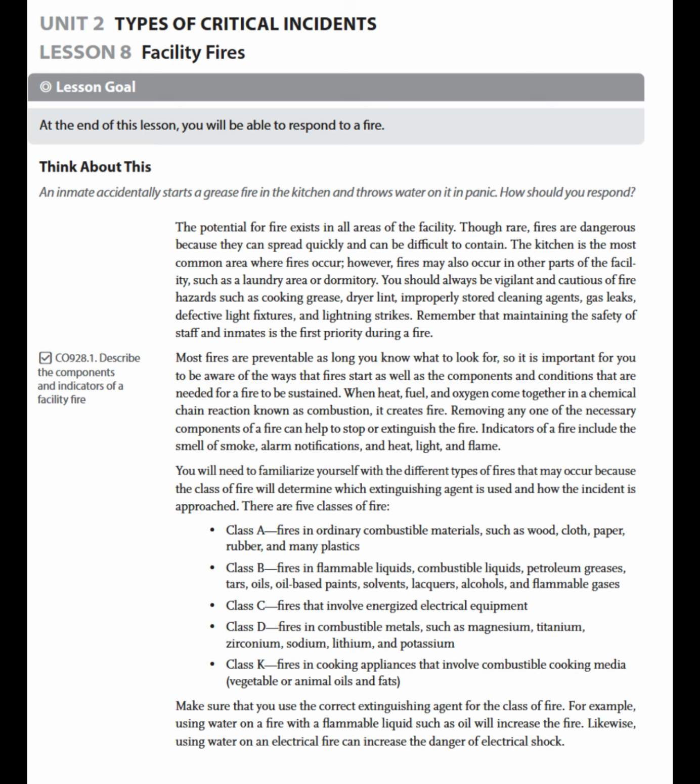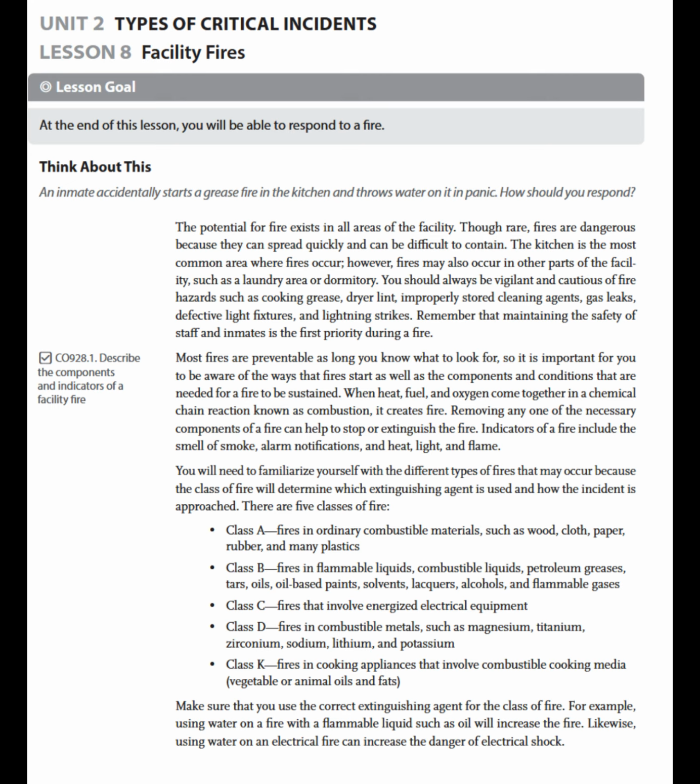Describe the components and indicators of a facility fire. Most fires are preventable as long as you know what to look for, so it is important for you to be aware of the ways that fires start, as well as the components and conditions that are needed for a fire to be sustained. When heat, fuel, and oxygen come together in a chemical chain reaction known as combustion, it creates fire. Removing any one of the necessary components of a fire can help to stop or extinguish the fire.